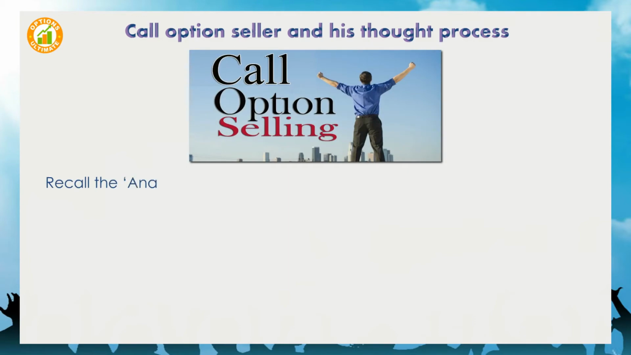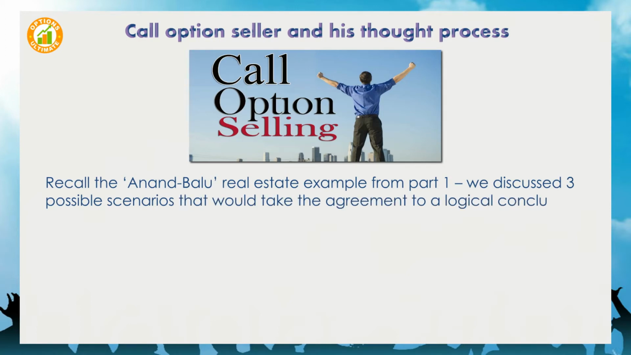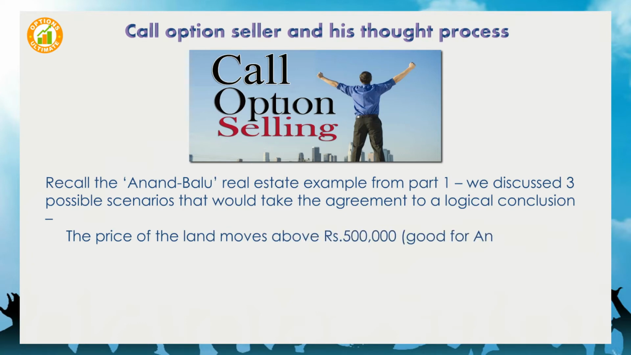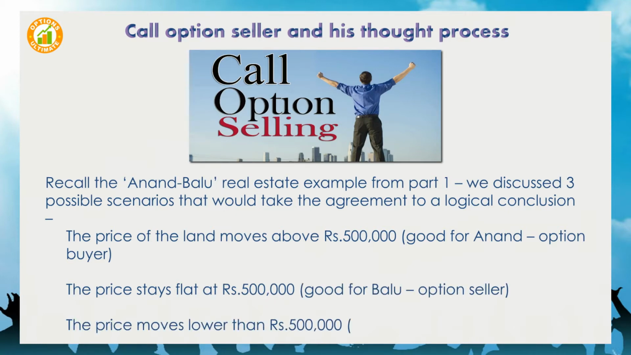Recall the Anand Balu real estate example from part 1. We discussed 3 possible scenarios that would take the agreement to a logical conclusion. The price of the land moves above 5 lakh rupees, good for Anand, option buyer. The price stays flat at 5 lakh rupees, good for Balu, option seller. The price moves lower than 5 lakh rupees, good for Balu, option seller.